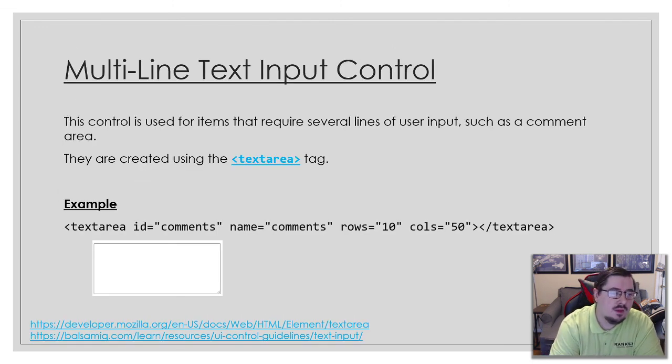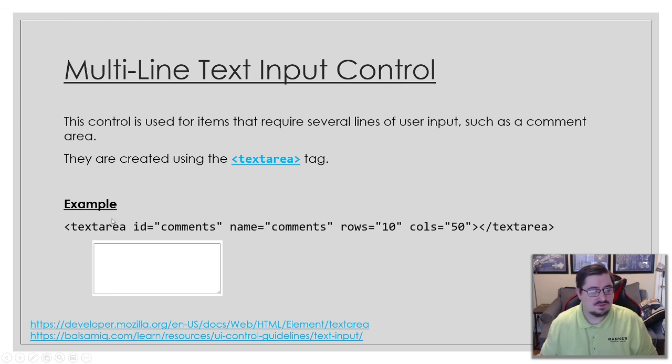Okay. Now, if you want the user to enter more than one line of text, what you'll want to use is the textarea tag. That creates a comment box where you can enter more than one line of text. It starts with the textarea tag and ends with the textarea tag. Anything you put between the start tag and the end tag will be shown as the initial value of that field.